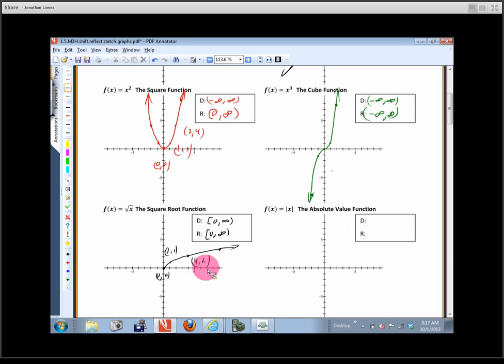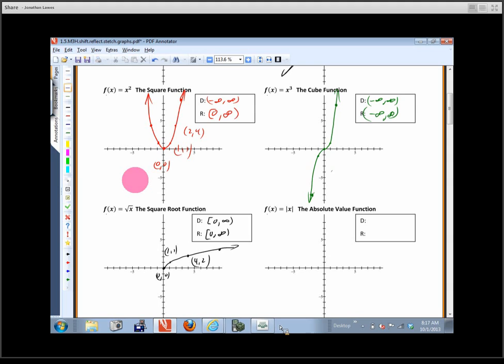So this is a top half of a sideways opening parabola. Okay, and we'll study the relationships between these. You may already know how the two of those are related. Okay, we use square roots and squares all the time. In fact, we use them to undo each other, don't we? Okay, so there's definitely got to be some sort of relationship there.